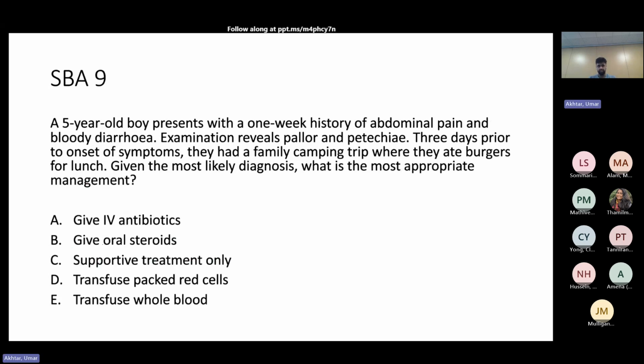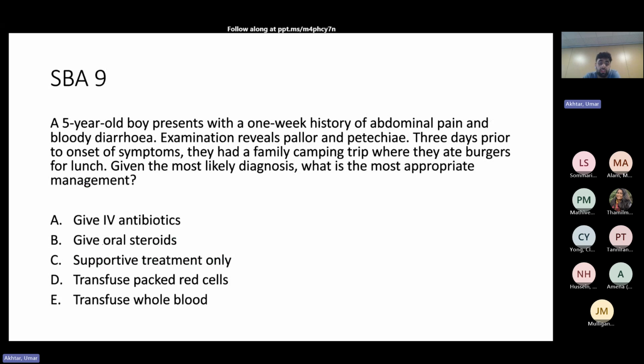Okay, next, SBA 9. A 5-year-old boy presents with a weak history of abdominal pain and bloody diarrhea. Examination reveals pallor and petechiae. 3 days prior, they had a family camping trip where they ate burgers for lunch. Now, this is a two-step question, which UCL love to put in there. Given the most likely diagnosis, what is the most appropriate management?